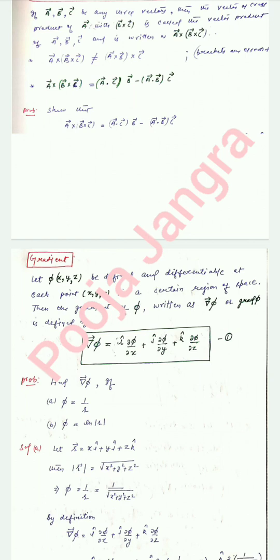There are some problems of gradient with the help of which you can easily understand what the gradient is. You need to find the gradient of phi, where phi is a scalar quantity. We have two parts in this problem. In the first part phi is given as 1 by r, and in the second part phi is given as ln of mod r. First we will discuss the first part of this problem.